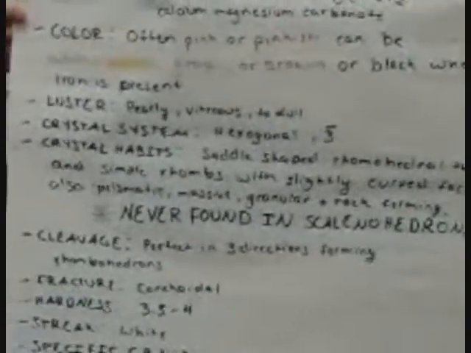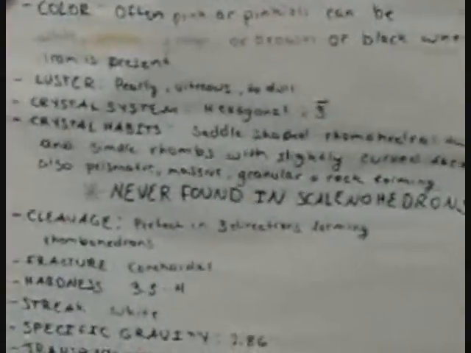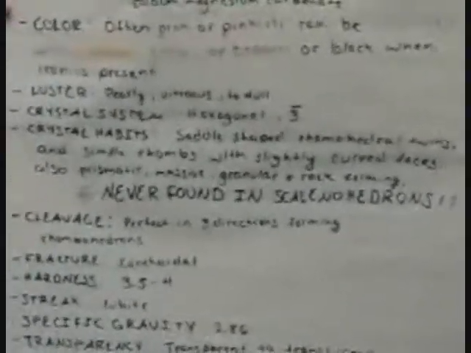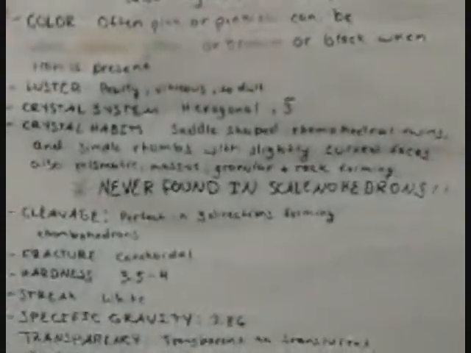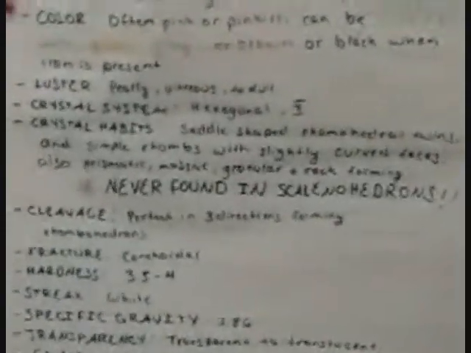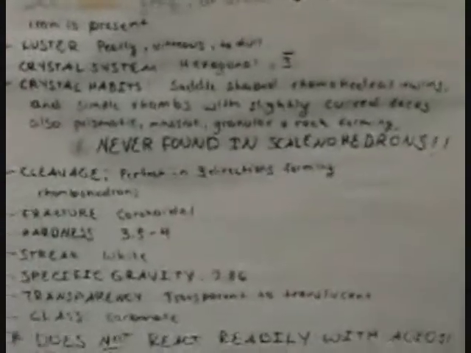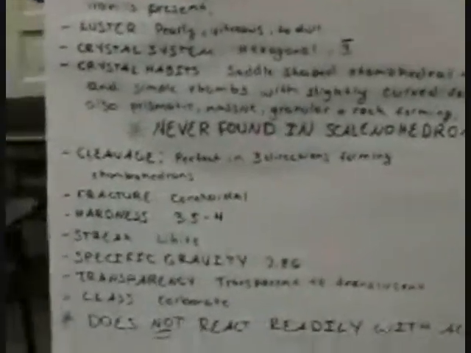Luster, it's pearly, vitreous to dull. Crystal system, it's hexagonal, bar 3. Crystal habits, it has saddle-shaped rhombohedral twins and simple rhombs with slightly curved faces, also prismatic, massive, granular, and rock-forming. It is never found in scalenohedrons, which is what calcite is mostly found in, or its most common formation, which is another way to tell dolomite apart from calcite.